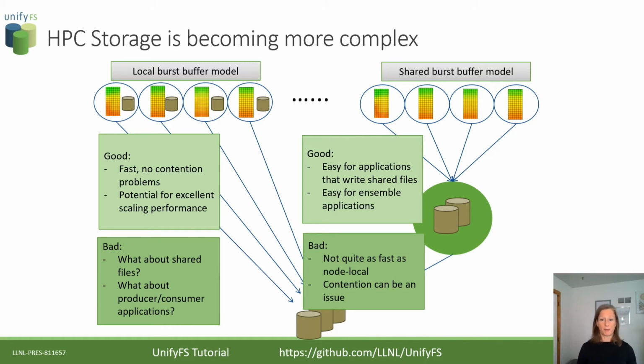For the shared burst buffer model, it's not quite as fast as the local burst buffer model. So, it's a shared resource. There could be contention issues. It's also not node local, so there can be network issues.